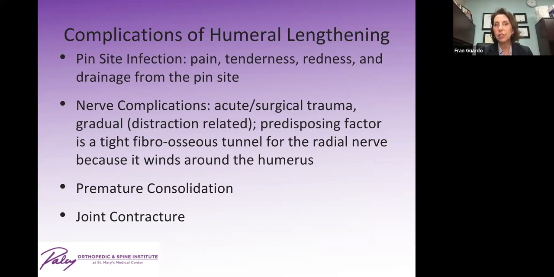Obviously, joint contracture can be a complication of any limb lengthening. Again, for humeral lengthening, that is not as big an issue as it is for lower extremity lengthenings, but it does occur, and that can be another reason that the lengthening needs to be slowed down or stopped. But again, this is the easiest of all.